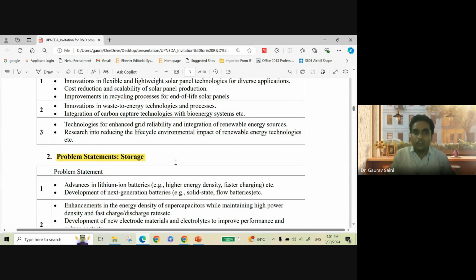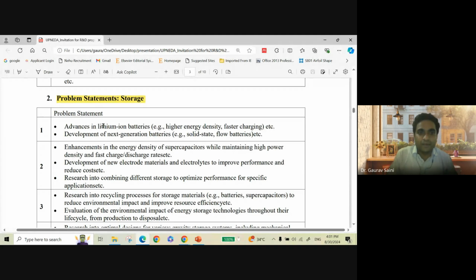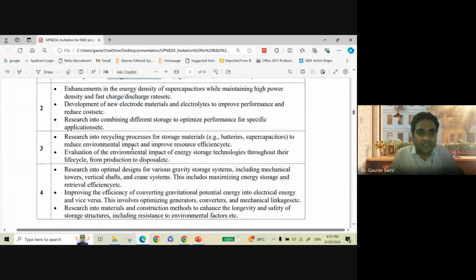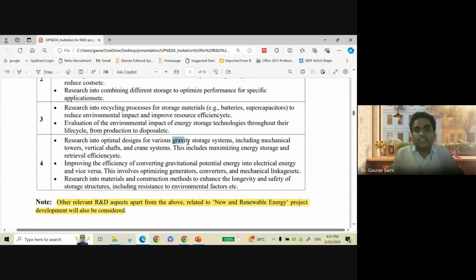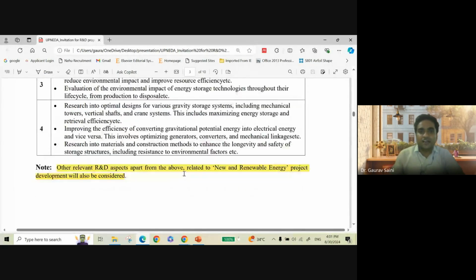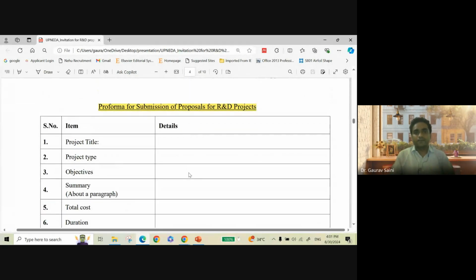In storage also, if it is lithium-ion batteries, they will give more priority. If it is related to next-generation batteries, they will give more preference. There are different areas, and some gravity storage plants are there. If the idea fits within the scope, it has more chances of acceptance. And this is the format, the pro forma for submission of a proposal for R&D.